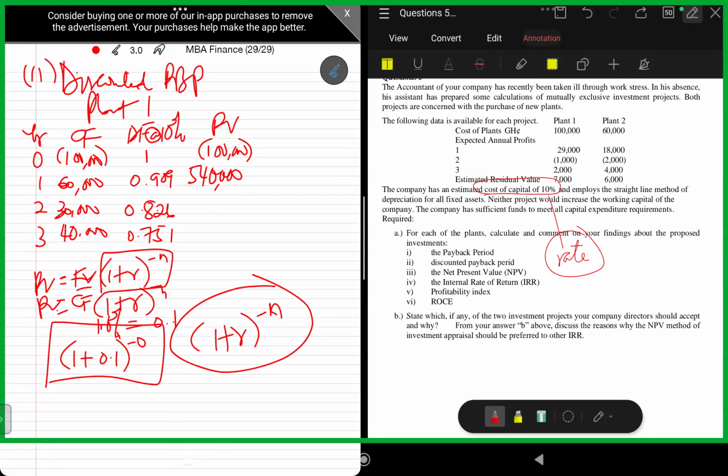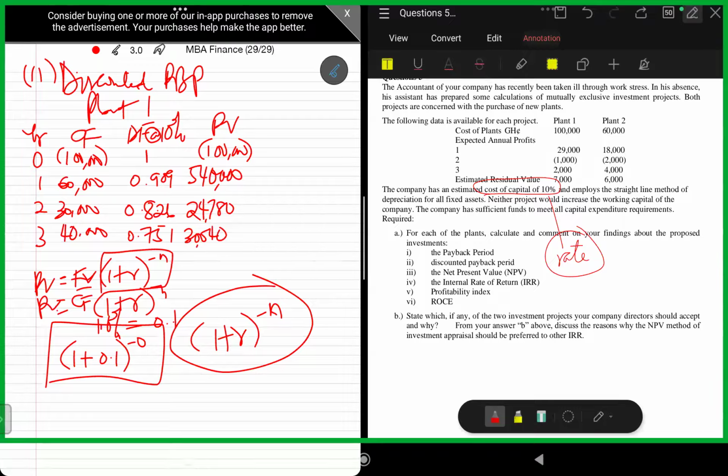Then 30,000 times 0.826 gives 24,780. The next one is what? Times 0.751 gives 30,040.